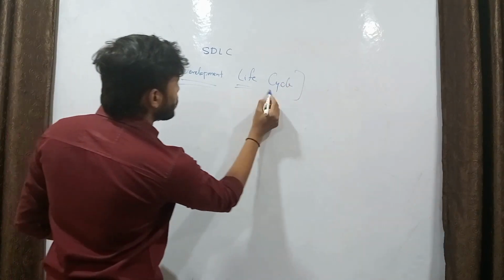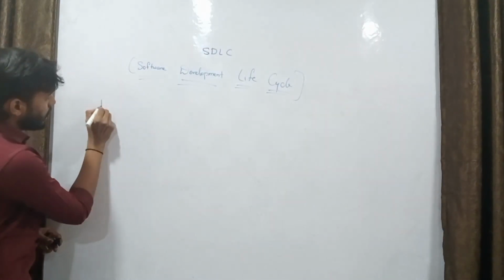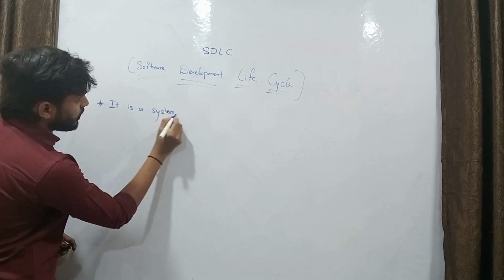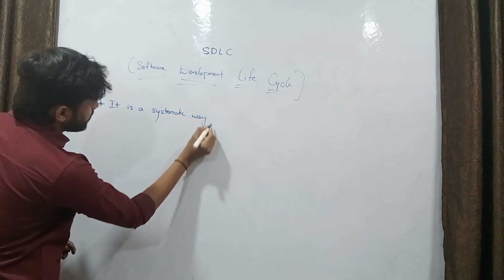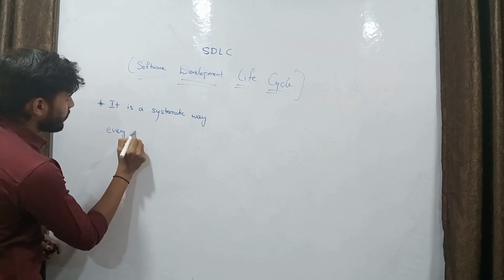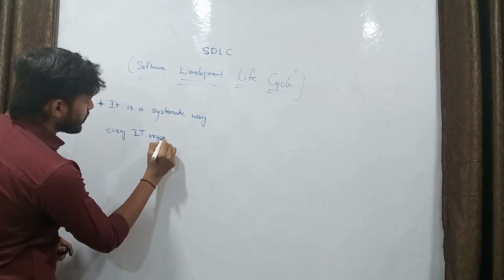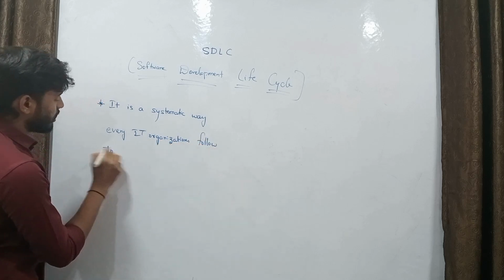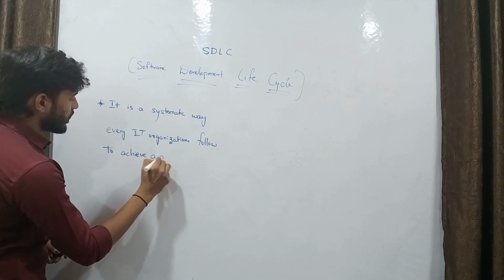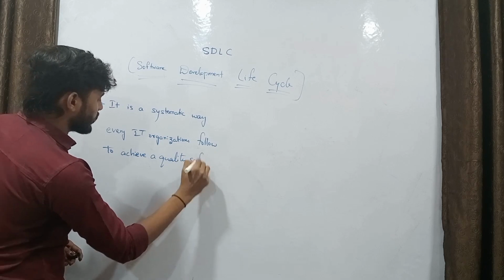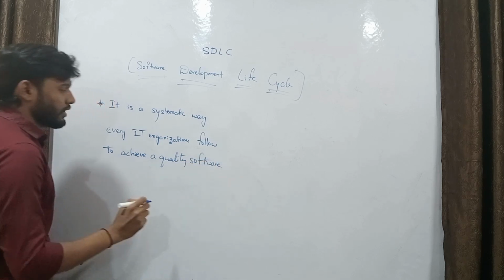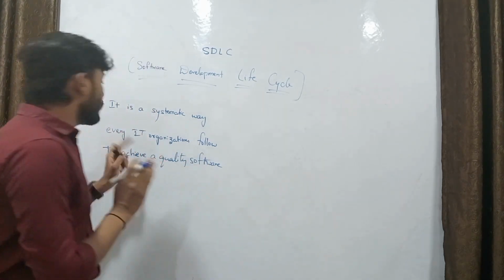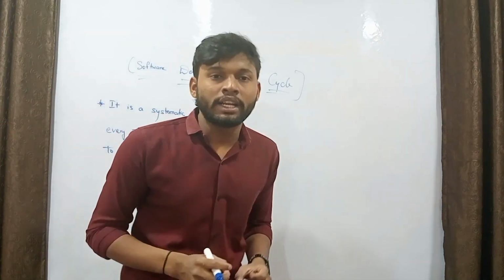Okay, so what is the meaning of the software development life cycle? It is a systematic way, a systematic approach, that every IT organization follows. Why? To achieve a quality software.